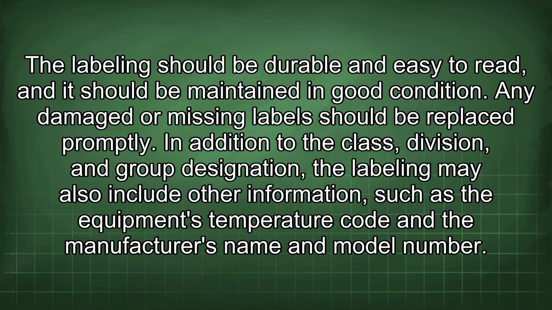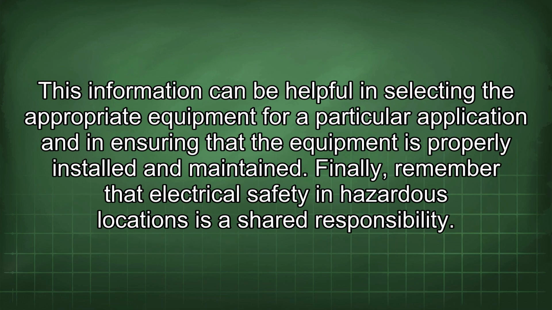In addition to the class, division, and group designation, the labeling may also include other information such as the equipment's temperature code and the manufacturer's name and model number. This information can be helpful in selecting the appropriate equipment for a particular application and in ensuring that the equipment is properly installed and maintained.